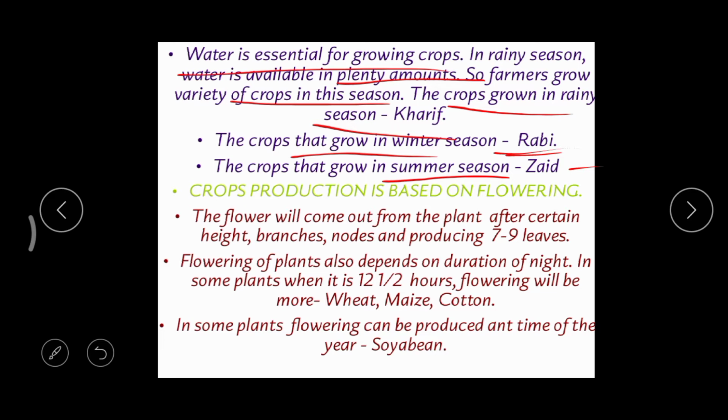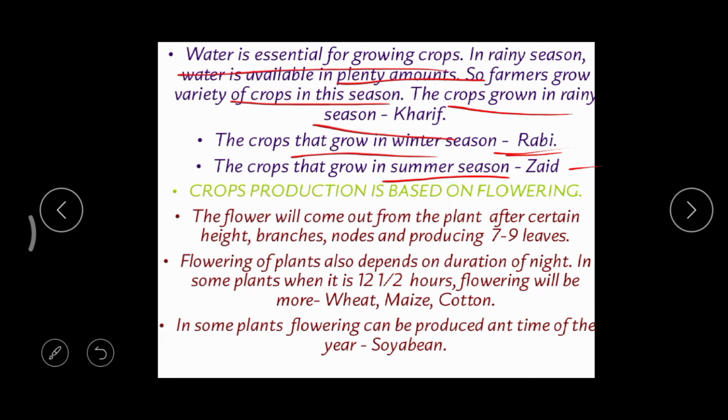Flowering. What is meant by flowering? Even in your home you may find some fruit-yielding plants, like a pomegranate, a papaya, a coconut, right? Here, first we get a flower, and then the flower gets converted into fruit.